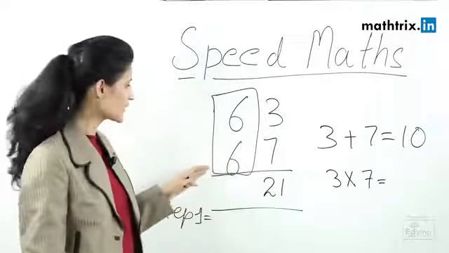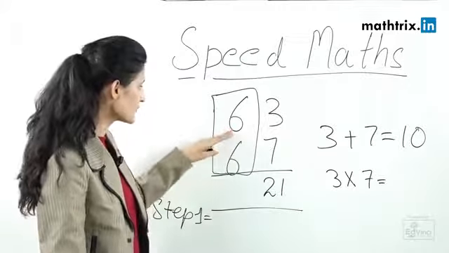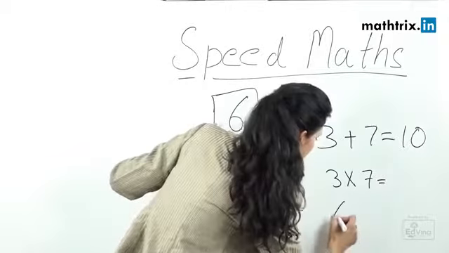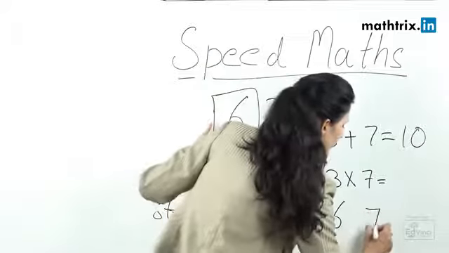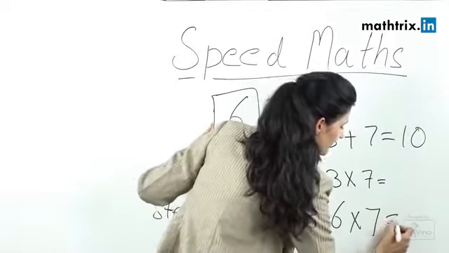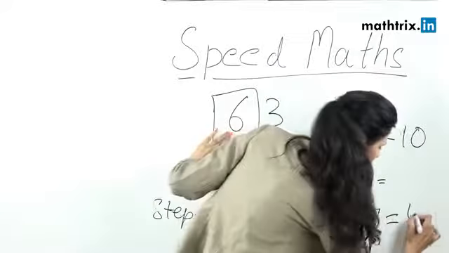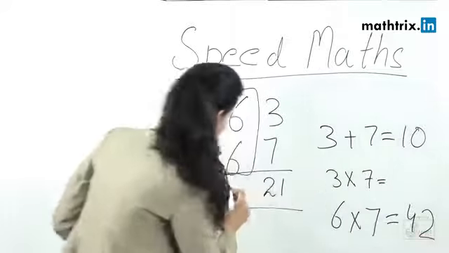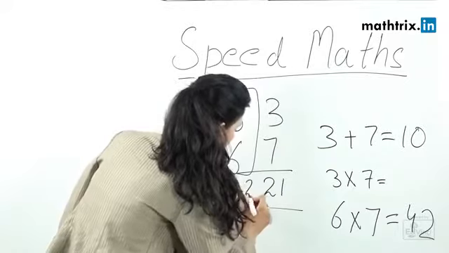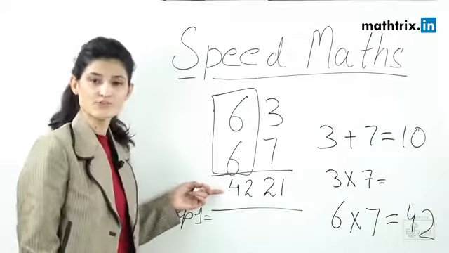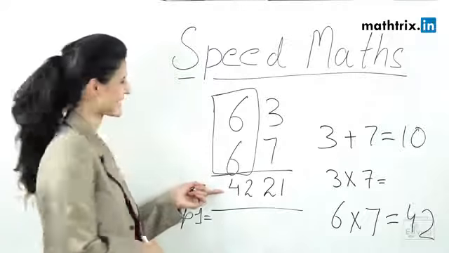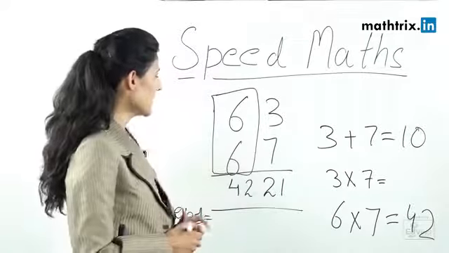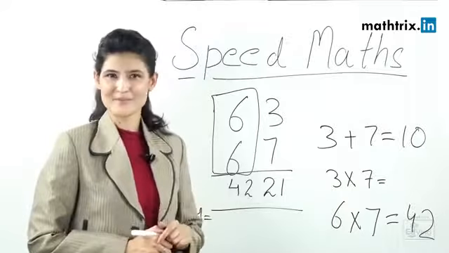To get the rest of the answer, you have to take this number, which is 6, and take the next integer to 6, which is 7, and multiply them. And you'll get 42. So put this 42 here, and your answer is 4221. You can cross-check with your calculators. So this is the first example, and now we'll move to the next example.